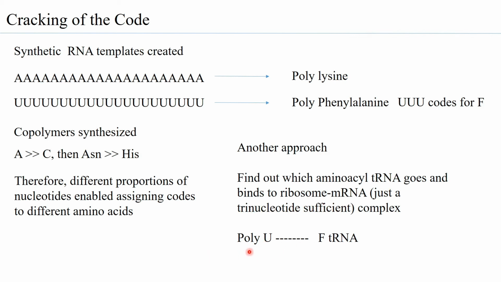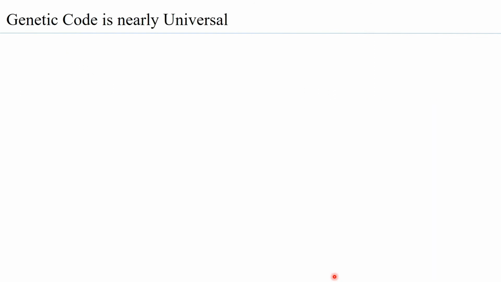Suppose you have UUU, and a phenylalanine tRNA comes and binds to it, then you know that UUU codes for phenylalanine. If you have GUU, then the tRNA for valine comes and binds. So therefore you can decipher that GUU codes for valine. So this was another approach.